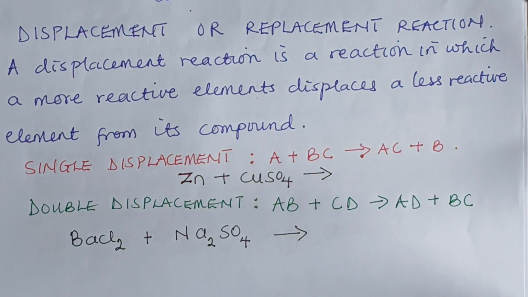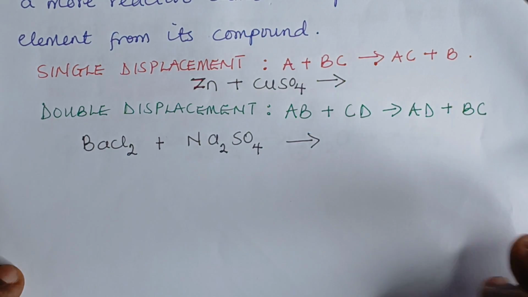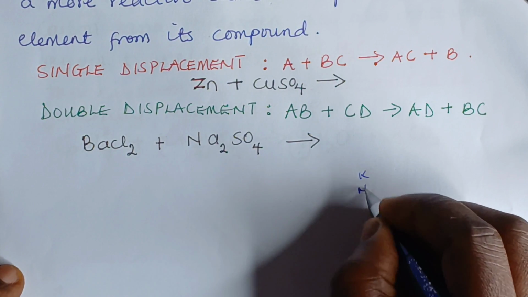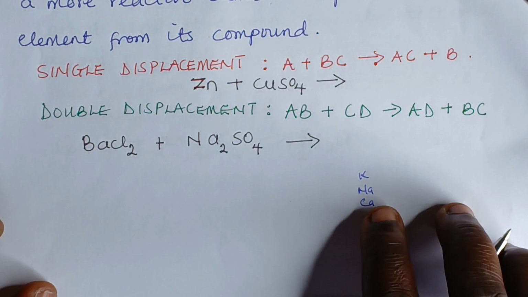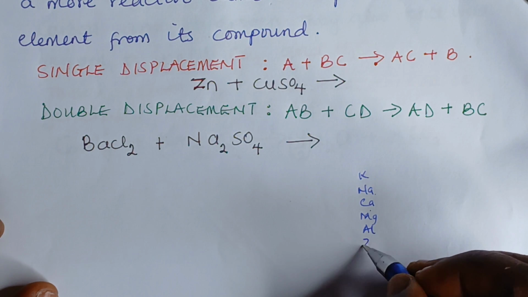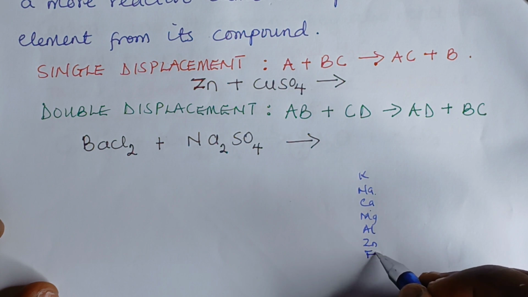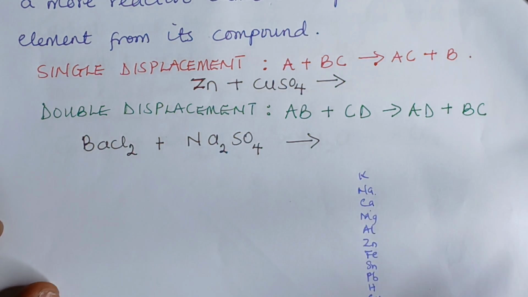Now there's something we call the activity series, which I'm going to quickly point out here. K, that's potassium; Na, sodium; Mg, magnesium; Al, aluminium; Zn, zinc; Fe, that's iron; Sn, that's tin; Pb, that's lead; H, that's hydrogen; Cu, copper; Hg, that's mercury; Ag, that's silver; Au, that's gold. Now you can see the way these elements are arranged.